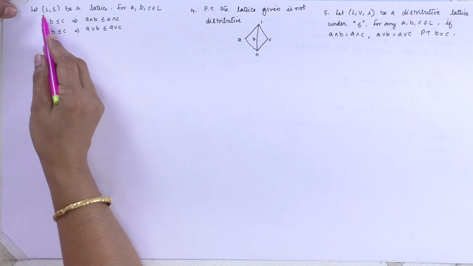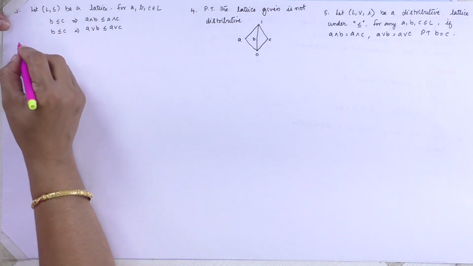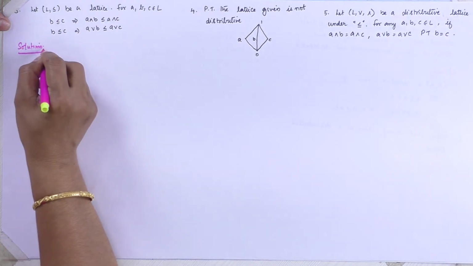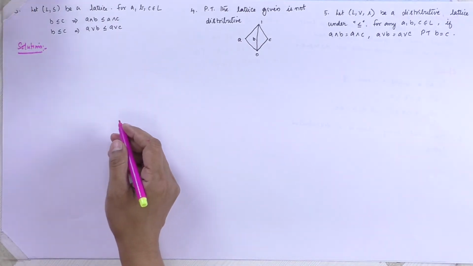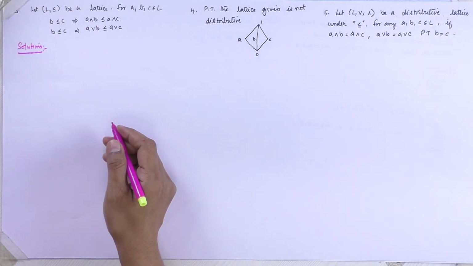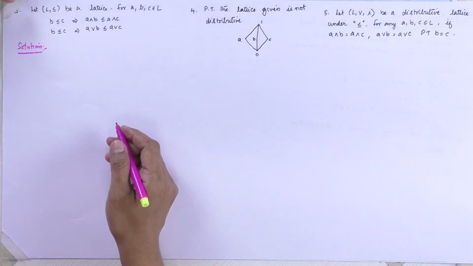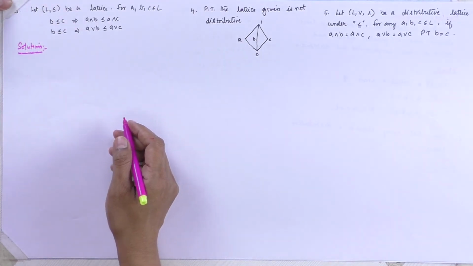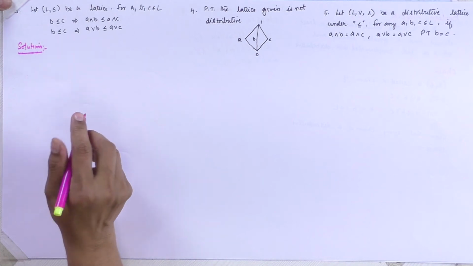Next we have, let L comma less than or equal to be a lattice. For any 3 elements A, B, C which belongs to L, if B is less than or equal to C, this should imply A and B less than or equal to A and C, and again B less than or equal to C should imply A or B less than or equal to A or C. So let us see that here.